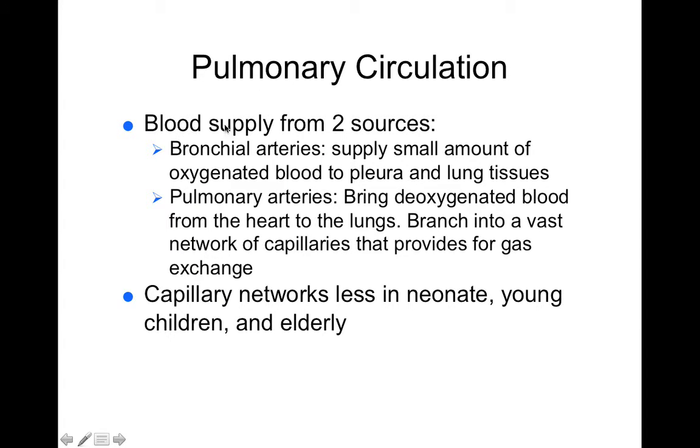Now, for our lungs, blood supply comes from two sources. Now, we get deoxygenated blood from the right side of our heart, getting pumped to the lungs through the pulmonary arteries, but we also have these things called bronchial arteries. Now, these bronchial arteries are small branches of the thoracic aorta, and those come right off the thoracic aorta, and they supply oxygenated blood to the lungs itself.